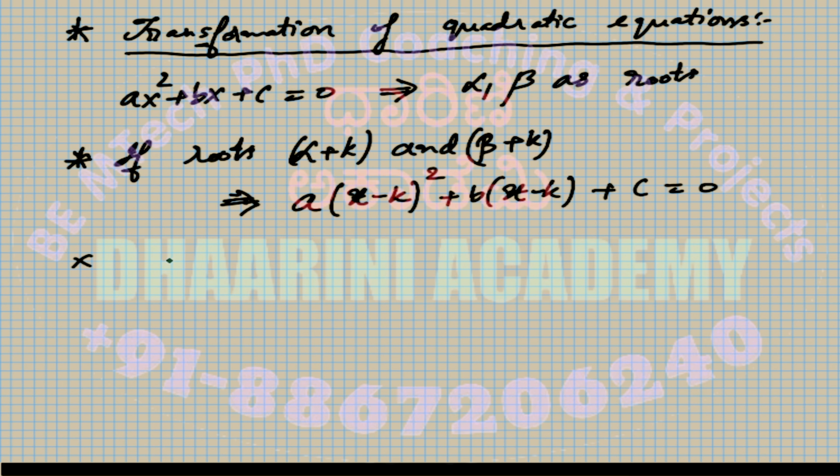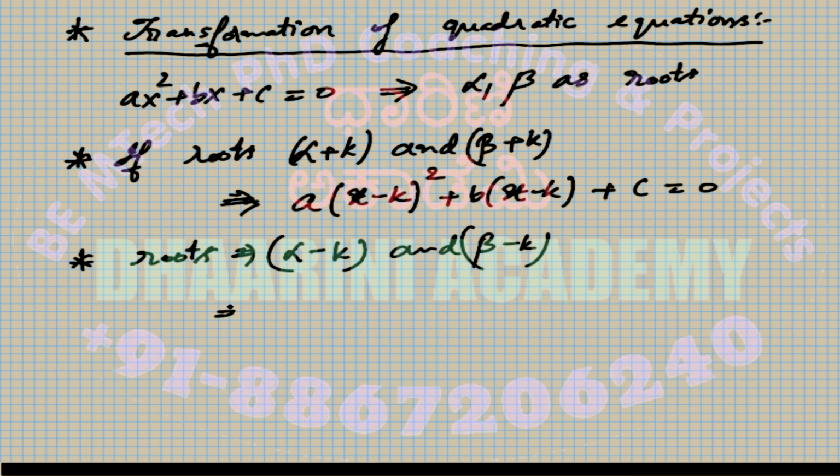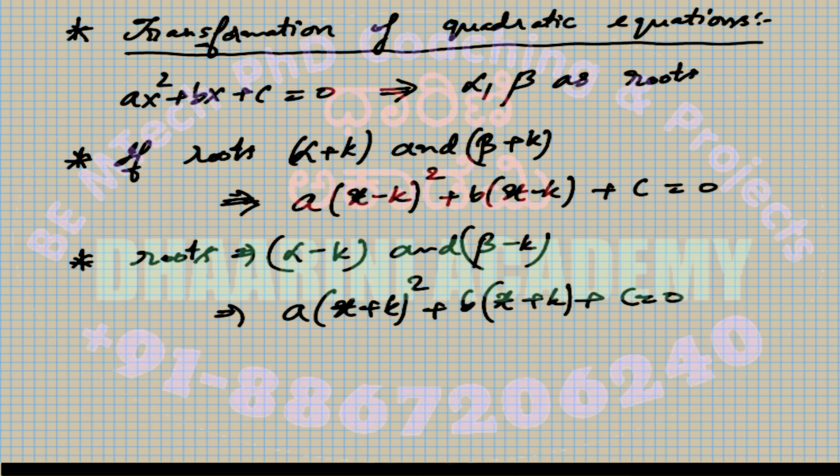Okay, now if I want to change the roots as alpha minus k, same constant term I want to subtract. If that is the case, alpha minus k and beta minus k. So the equation will change to a into (x plus k) whole square plus b times (x plus k) plus c equal to 0. See, a, b, c will not change.